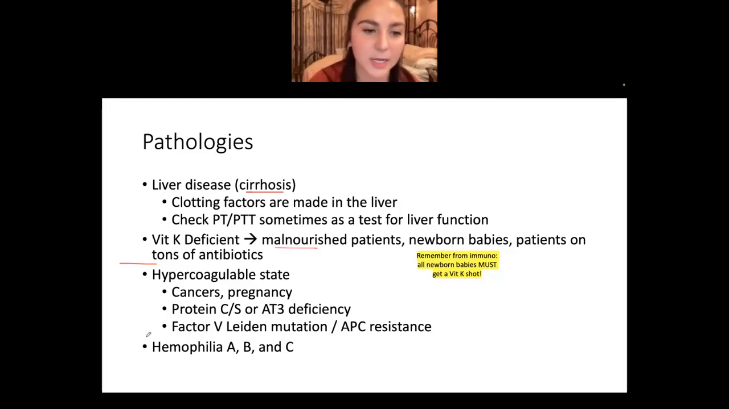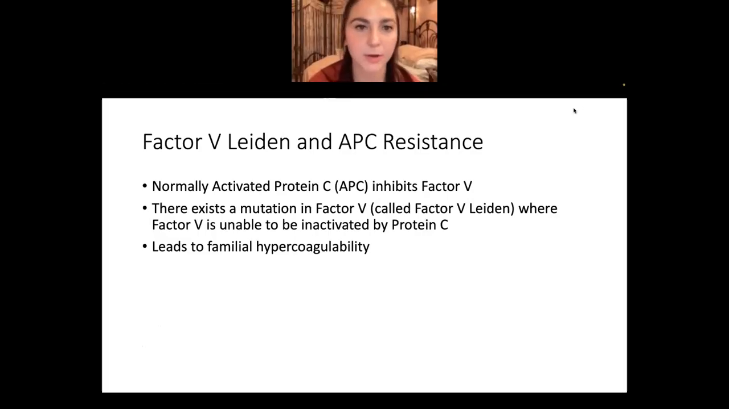And then another thing we didn't really touch on, but I think I have a slide on it. If you have factor V Leiden, which is actually very common. I know some people that have factor V Leiden, also known as APC resistance. This is activated protein C. So you can have factor V Leiden, APC resistance, and then the more common ones for this block, hemophilia A, B, and C. We'll quickly go through those. So here's factor V Leiden and APC resistance. Normally what happens is once protein C gets activated, it's silly.